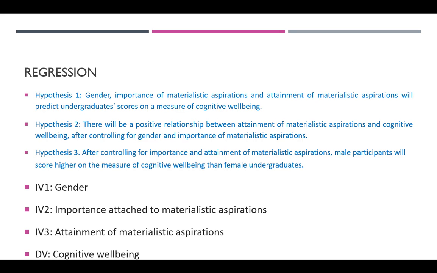So if we're thinking about the independent variables and our dependent variable, or predictors and outcome in regression speak, then our first predictor is gender. Our second predictor is the importance attached to materialistic aspirations. Our third is the attainment of materialistic aspirations. And the thing that we're trying to predict is cognitive well-being scores.